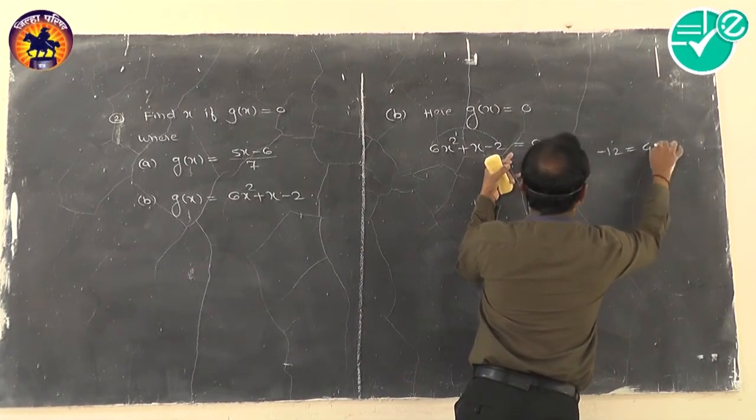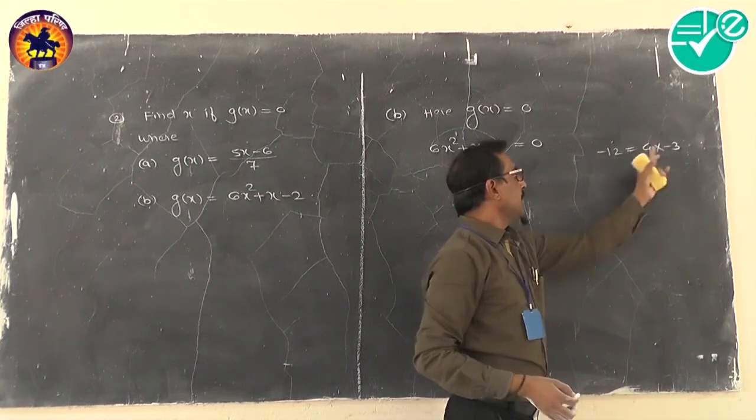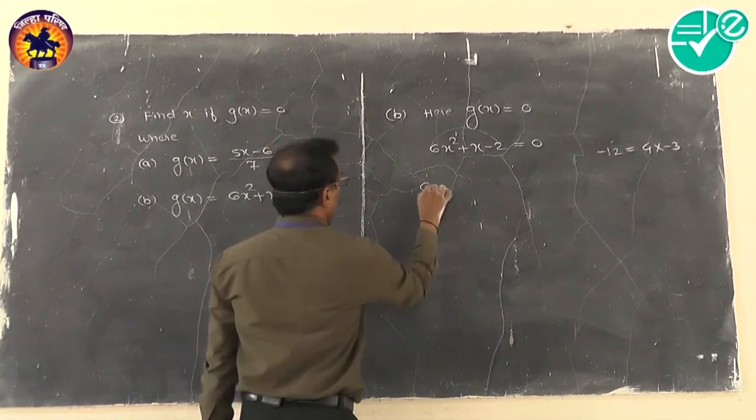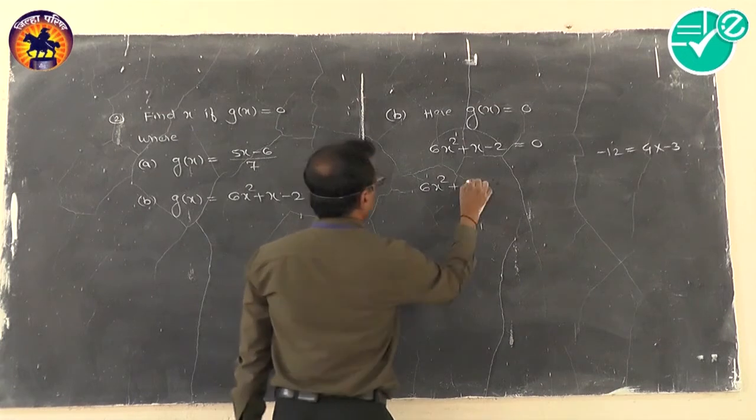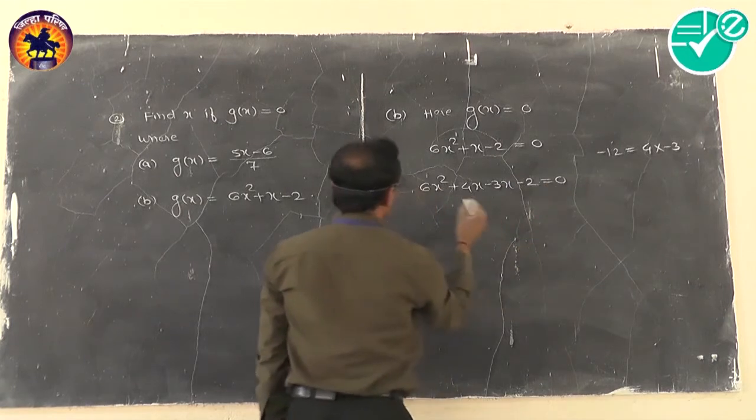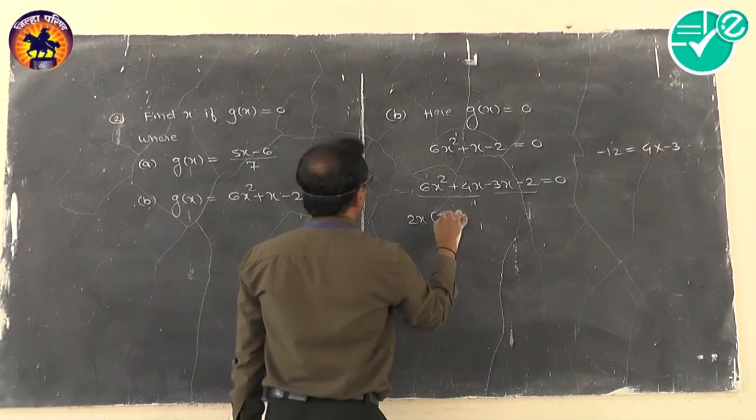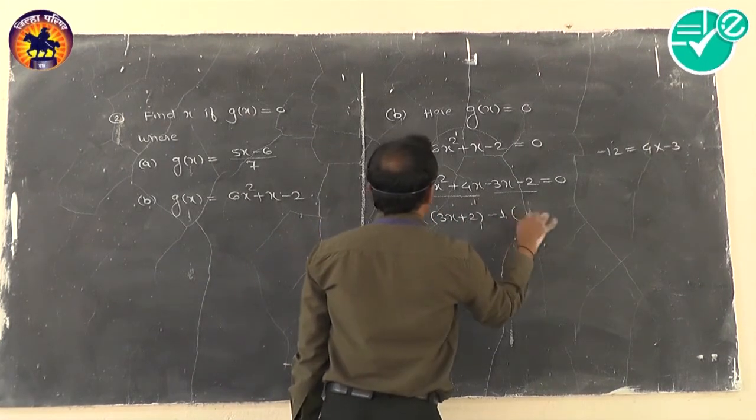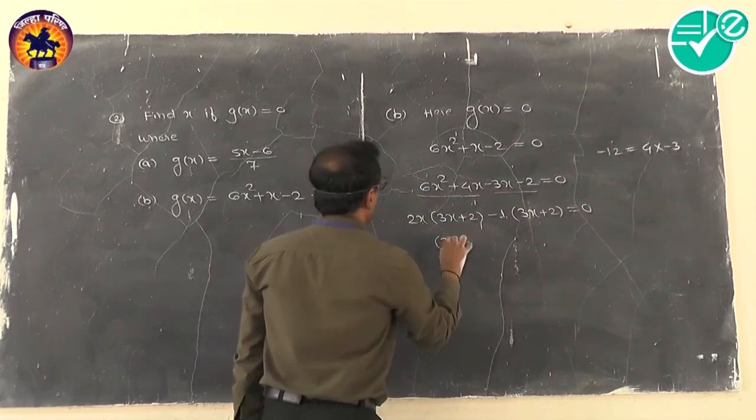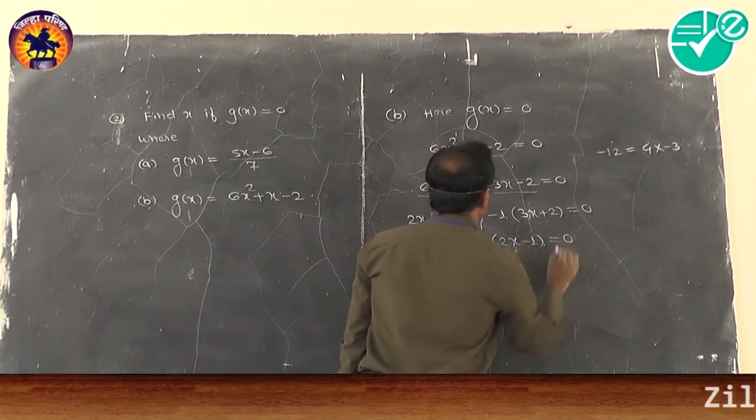Can I write this as 4 into minus 3? 4 into minus 3 is minus 12, and the algebraic sum of 4 and minus 3 is plus 1, and we want the coefficient as plus 1. So I will write this as 6x square plus 4x minus 3x minus 2 equal to 0. Take these two terms and these two terms separately. Here 2x is common, remaining is 3x plus 2; minus 1 is common, 3x plus 2, equal to 0. First term is 3x plus 2, second term is 2x minus 1, equal to 0.